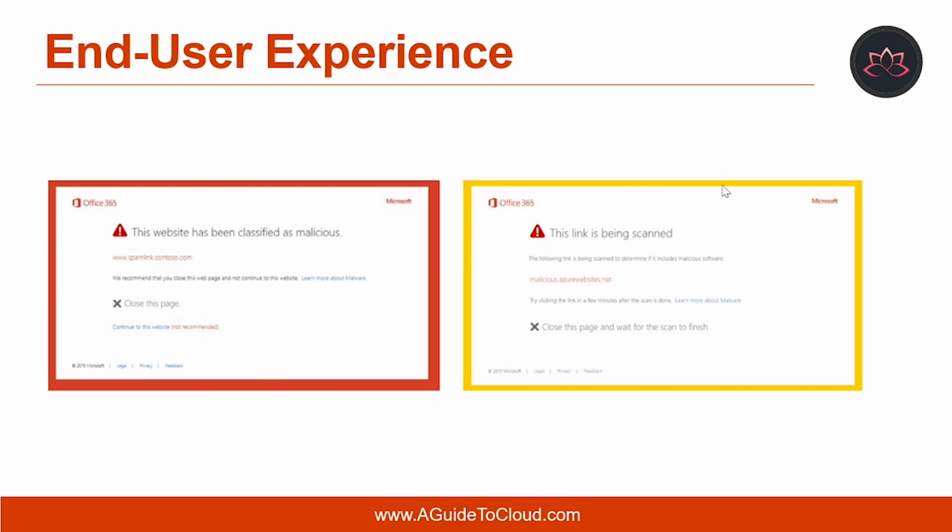In the URL detonation user experience, when you click the link, the file is downloaded in the Safe Attachments sandbox environment and detonated just like an attachment. During this process, the recipient is redirected to a warning page just like the one you are seeing on the screen.